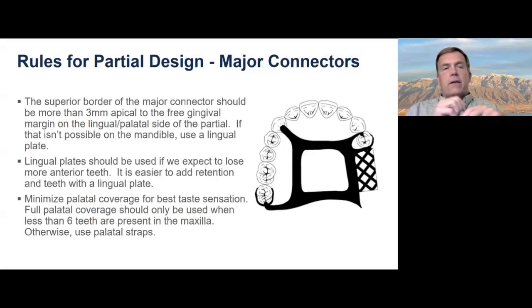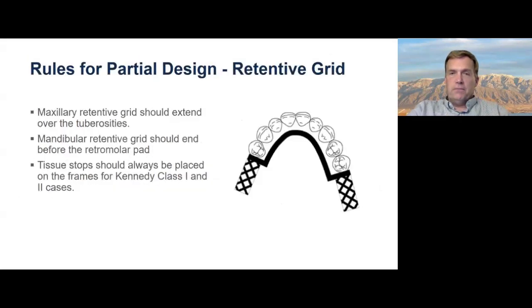We talked about adding lingual plates to help with tacking more teeth onto the partial, more incisors on the mandible, or even on the maxilla. And then we want to keep our palatal coverage down. So if we have less than 6 teeth present on the maxilla, then we will probably want to use a palatal plate, because that's much sturdier. But if we have more teeth than that, like on this case, we'll want to use a palatal strap, because that'll really help with taste sensation for our patients.